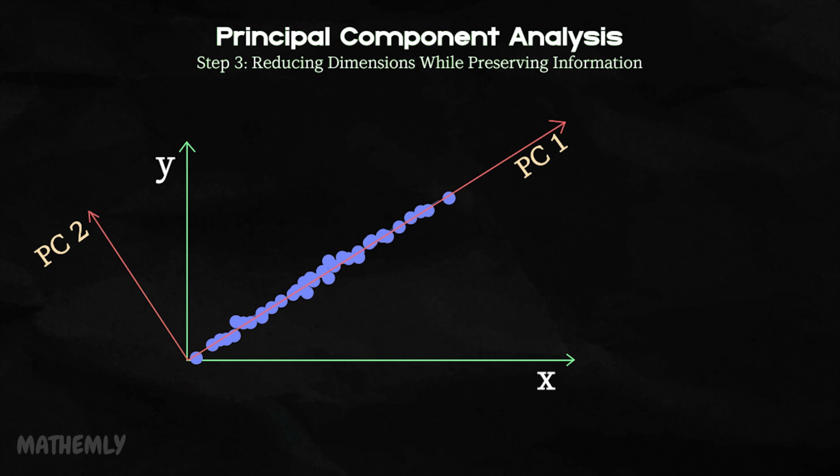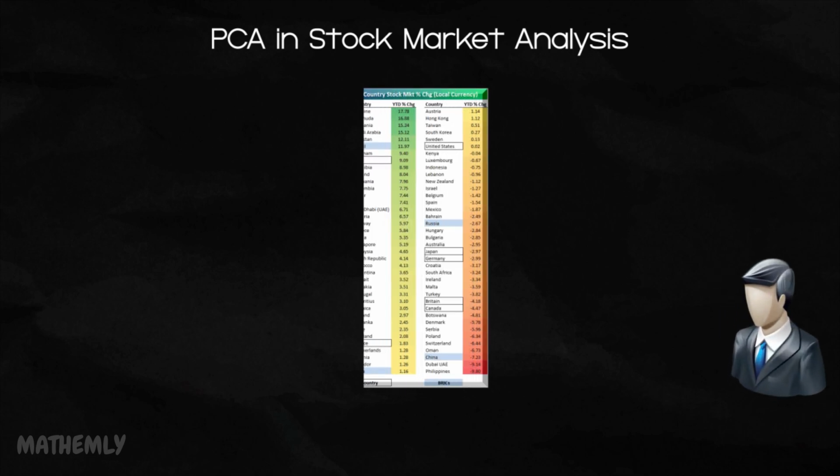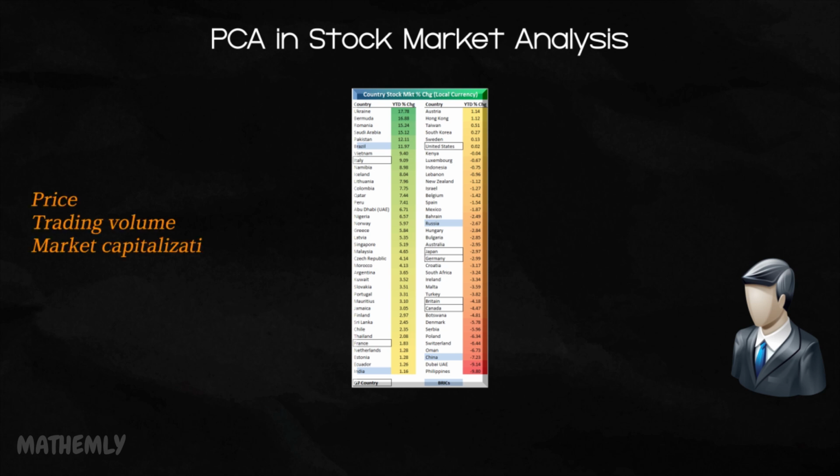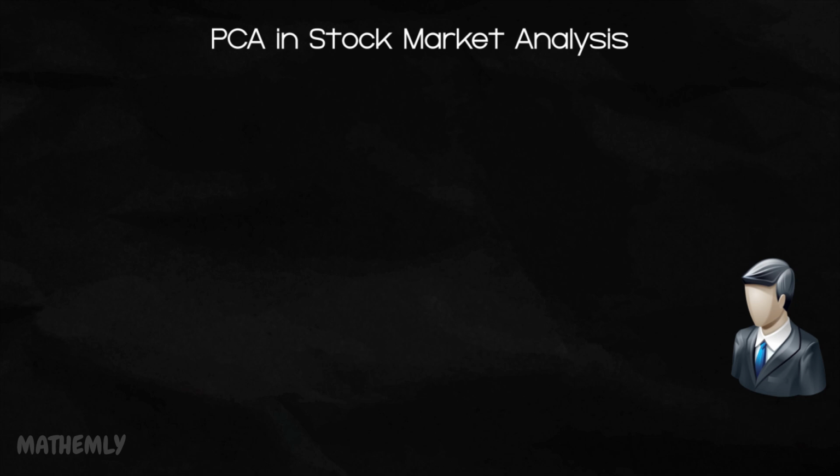PCA is commonly used in image compression, finance, and gene expression analysis, where reducing complexity improves efficiency without major information loss. Let's consider the example of PCA in stock market analysis. Imagine you're an investor analyzing hundreds of different stocks. Each stock has multiple attributes: price, trading volume, market capitalization, and more. Tracking all these variables can be overwhelming. PCA helps simplify the analysis while preserving key trends.